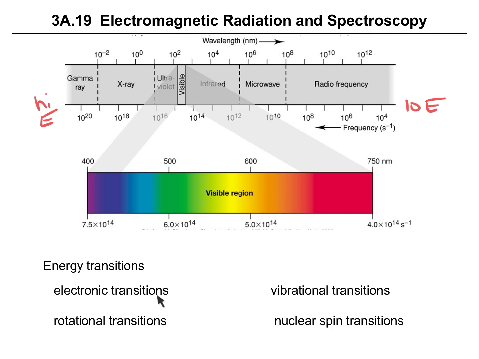With electronic transitions, this is where an electron goes from a ground state up to an excited state, and this is what we observe in UV-vis spectroscopy.